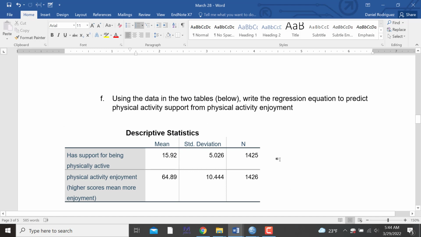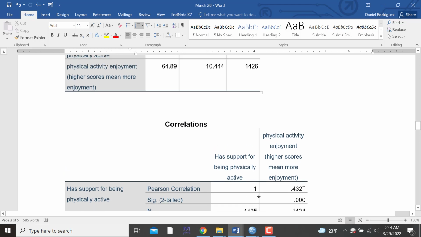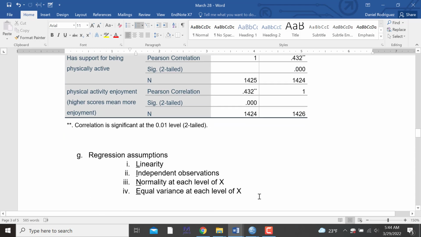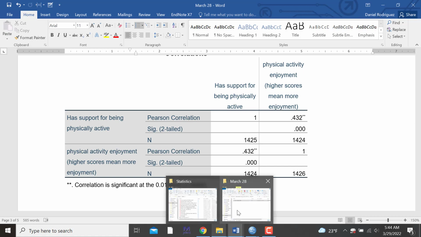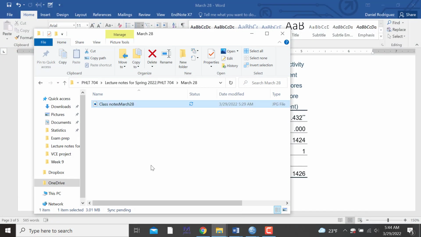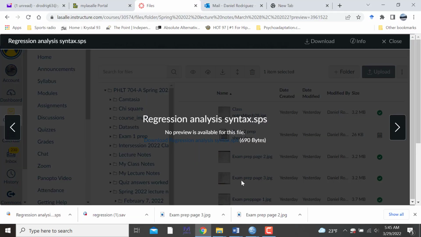All right, so let's do this one. Using the table below, write the regression equation to predict physical activity support from physical activity enjoyment. Okay, let's do that. Okay, and here's the correlation. So notice the way I give you these data. Let me see if I can find those data. Hold on a second. Let me get what I need here.